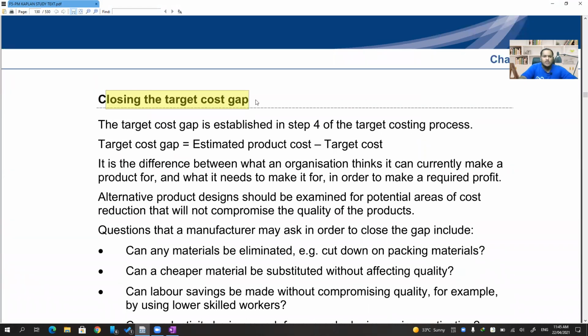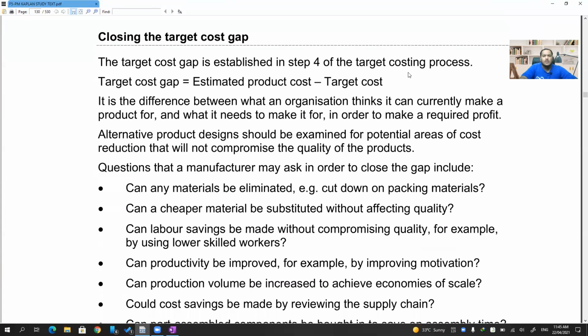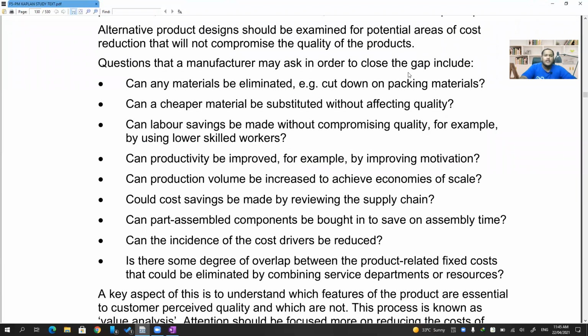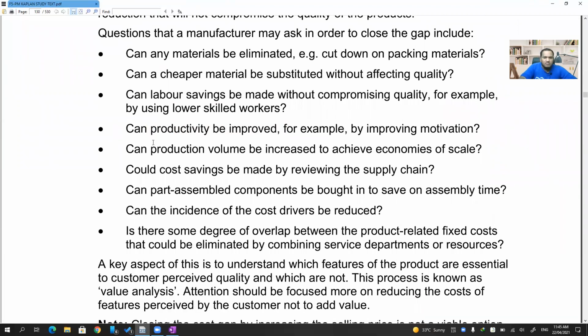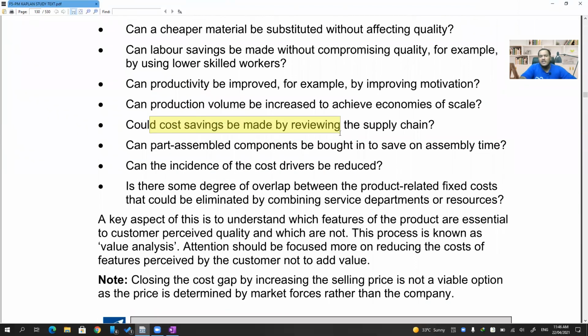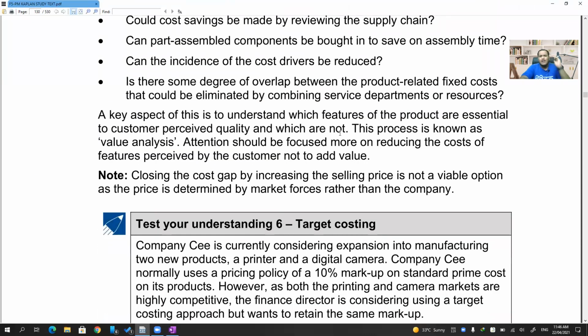Closing the target cost gap: estimated product cost and target cost, the difference is the target cost gap. We try to reduce it. So how do we reduce that, sir? Materials, can we eliminate some of the raw material? Can we substitute it with cheaper raw material? Can we reduce the labor payments, or can we increase the productivity? Volumes, can we increase them? Can we make savings by changing the supply chain management techniques? Whatever it is, ultimately reduce the total cost. As simple as that.